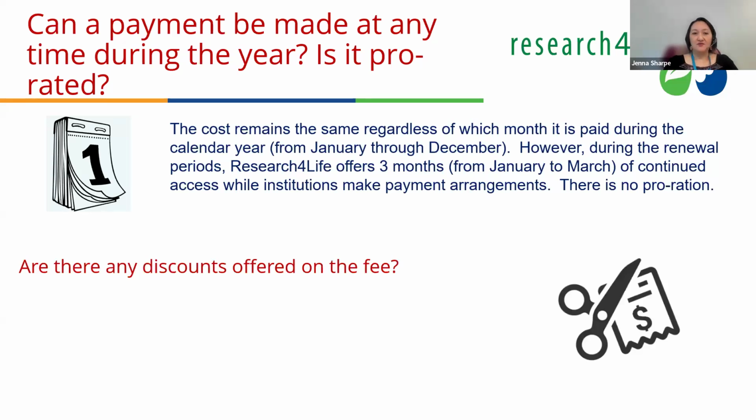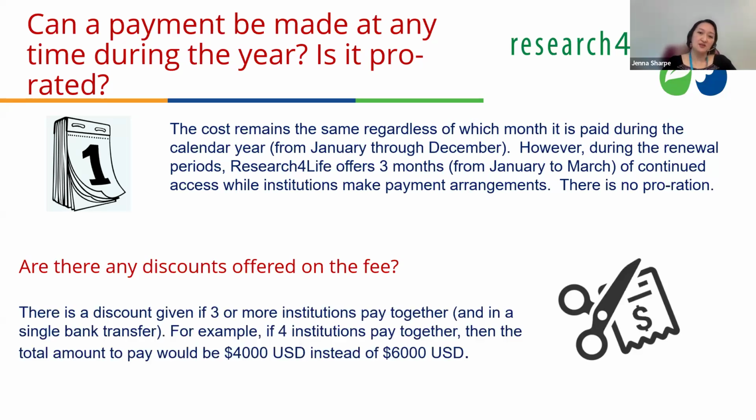Are there any discounts offered on the fee? Yes, we offer a discount if 3 or more institutions pay together with one single bank transfer. For example, if you pay with 3 other institutions, so 4 institutions, you will pay a total amount of $4,000 US instead of $6,000 US. This means that each institution will put in 1,000 instead of paying 1,500 US. So it's quite a significant discount of about 33%. And that's it. Thank you.